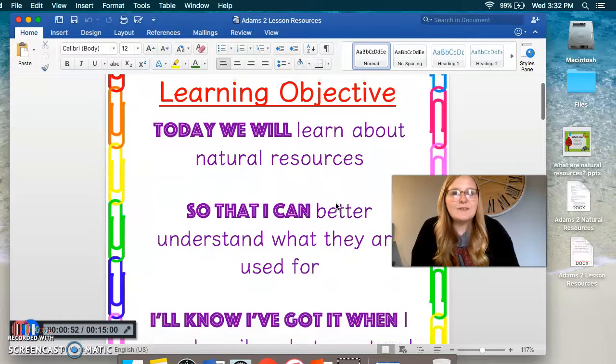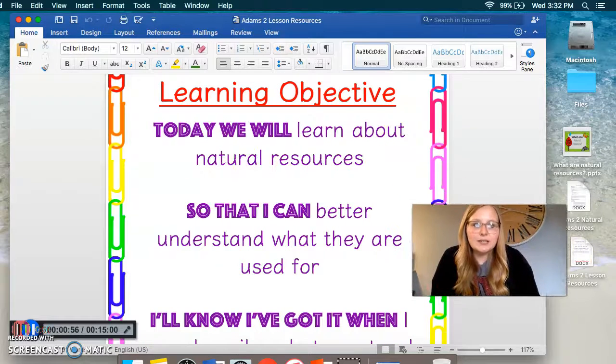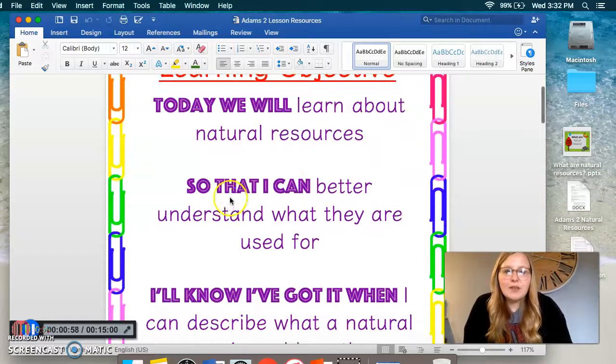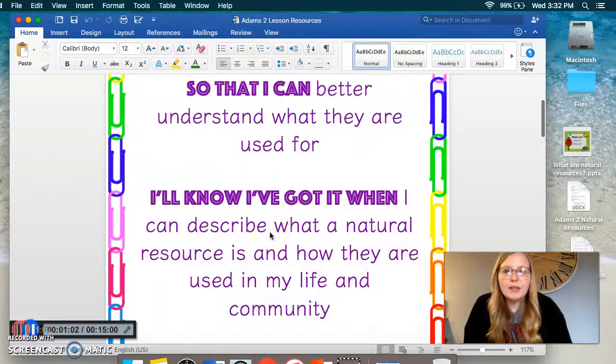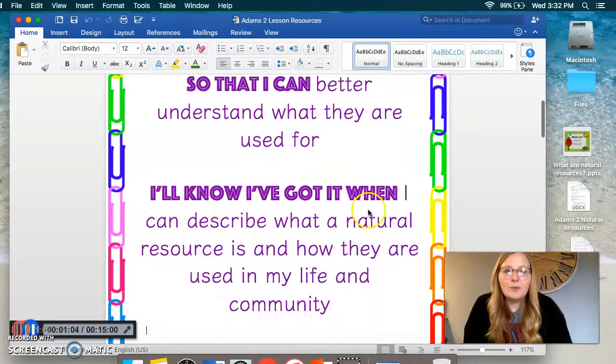So our objective today is that we will learn about natural resources so that I can better understand what they are used for. I'll know I've got it when I can describe what a natural resource is and how they are used in my life and community.